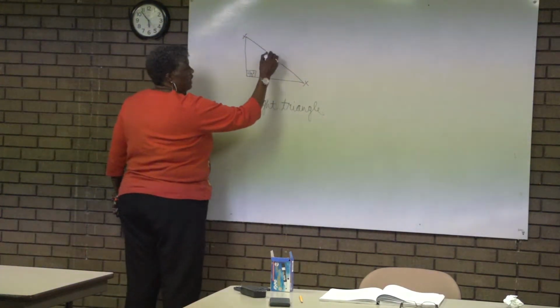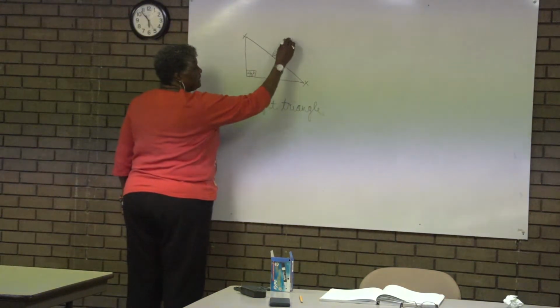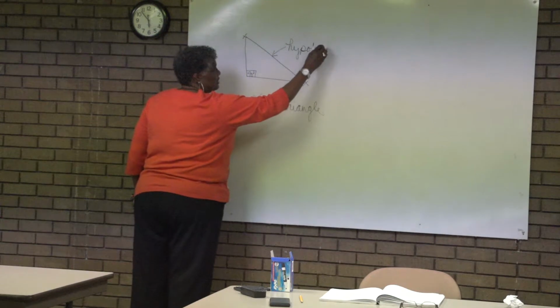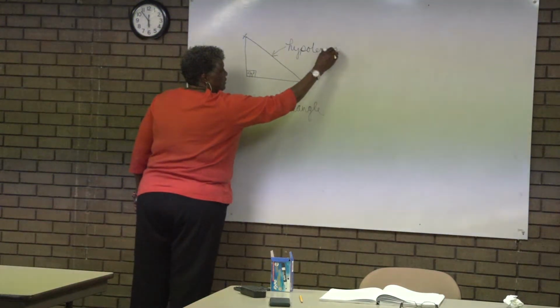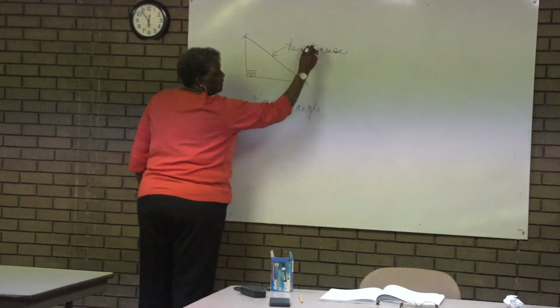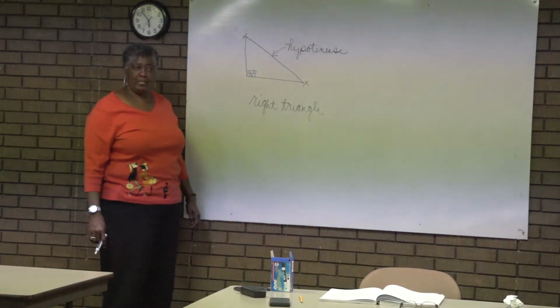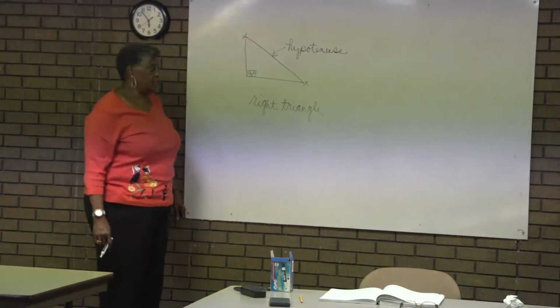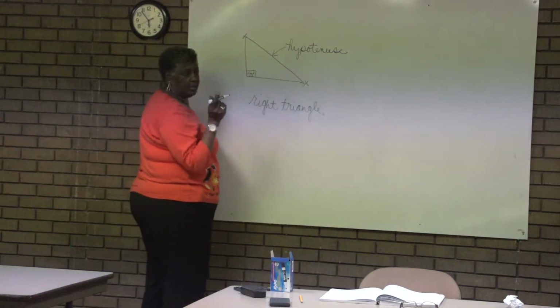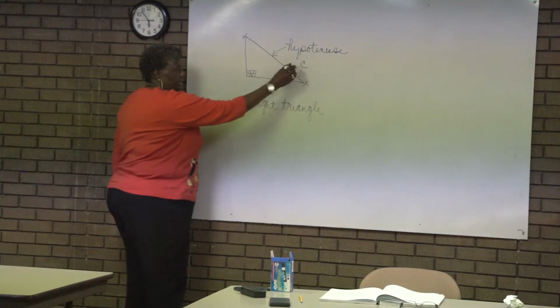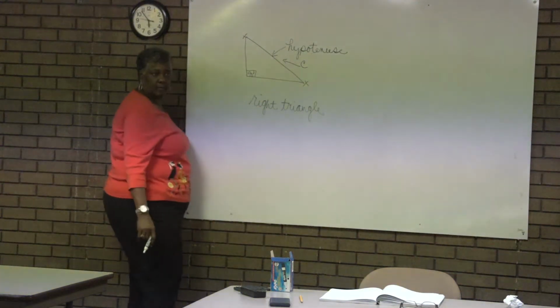Terms that you'll need to know: the slanted line is called the hypotenuse. If you see that word, it's just talking about that slanted line. In the formula that I'm going to show you, it is always represented by C. The slanted line is always C. Okay?